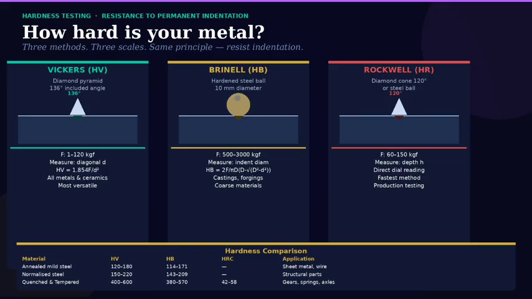Looking at the comparison, annealed mild steel sits at 120 to 180 Vickers. After quenching, hardness exceeds 600 Vickers. After quenching and tempering, you can dial in exactly the hardness you need for your application.